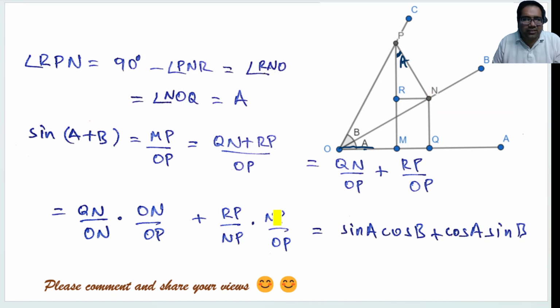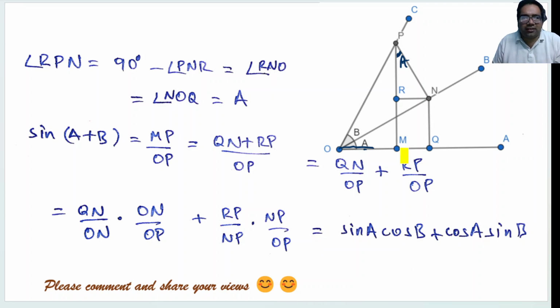Now, what is NP by OP? NP is this side and OP is this one, in this right angle triangle OPN. NP becomes the opposite side for this B, so sin B equals NP by OP. So NP by OP is opposite side by hypotenuse of angle B, which is sin B, which is what we want: cos A sin B. So we get sin A cos B plus cos A sin B.